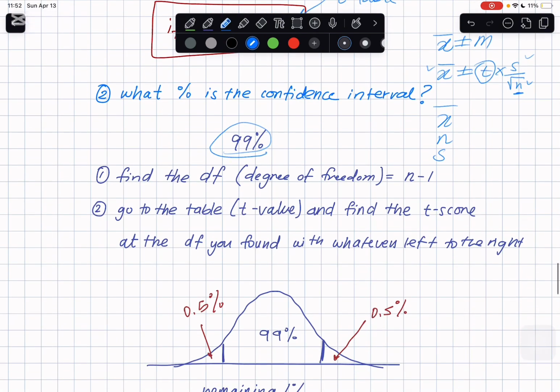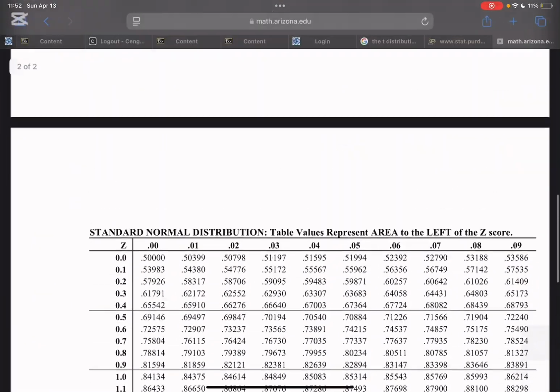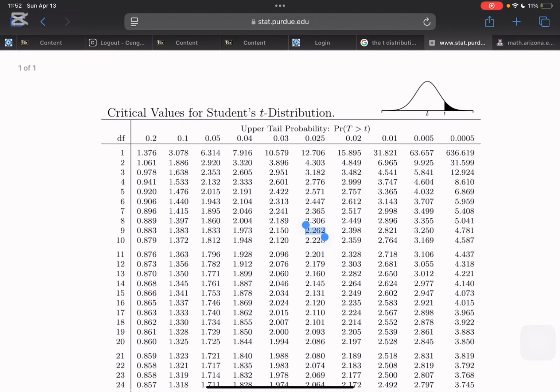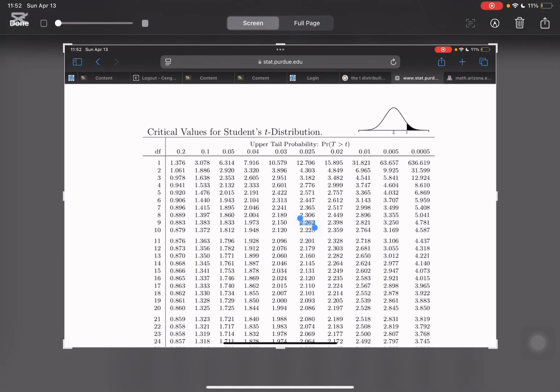There are two things you need to find. First, I'm not going to explain it from here, I'm going to look at the t table itself. The t table, you can see on the left, we have the degree of freedom. This is the degree of freedom. The degree of freedom is basically n.